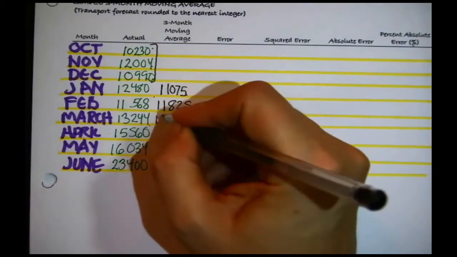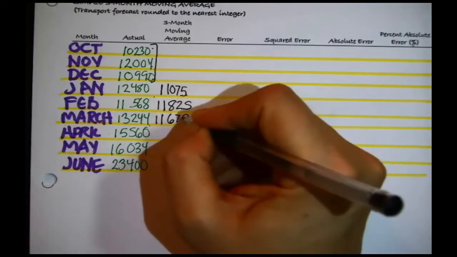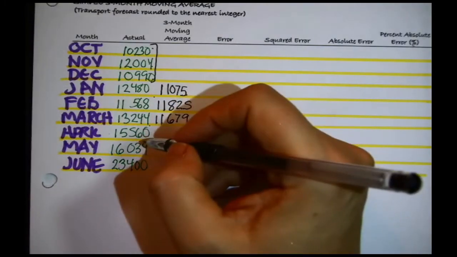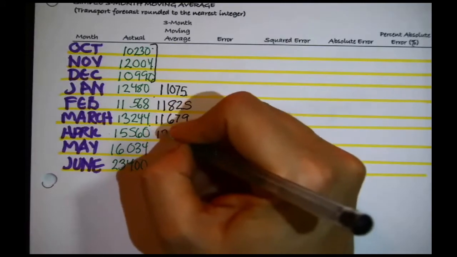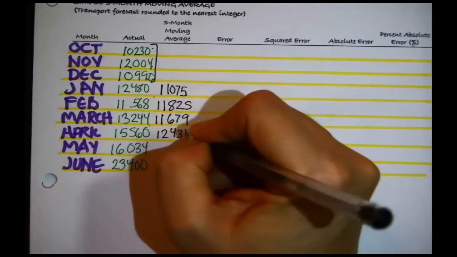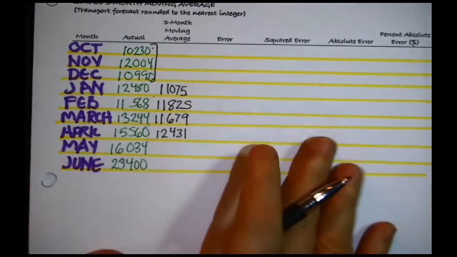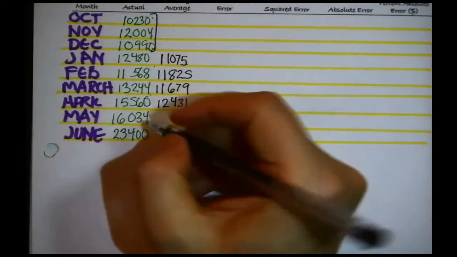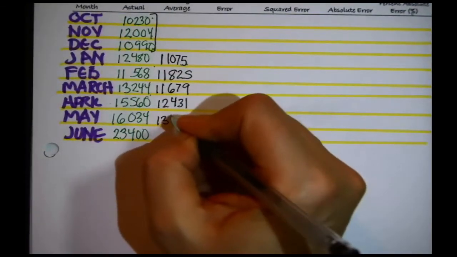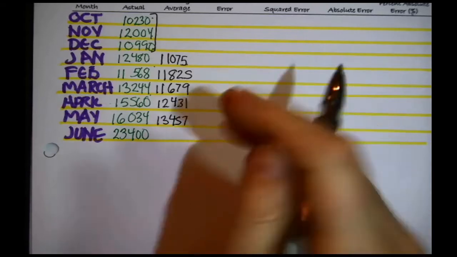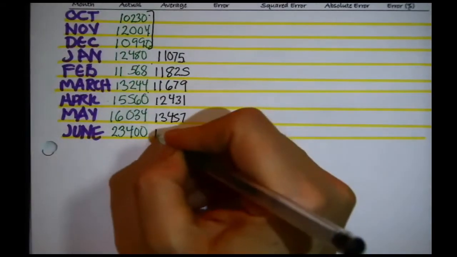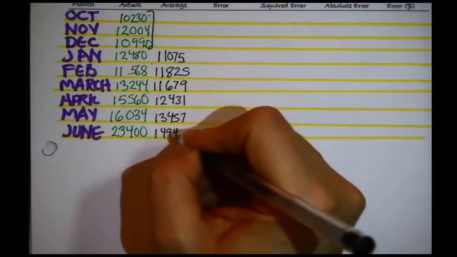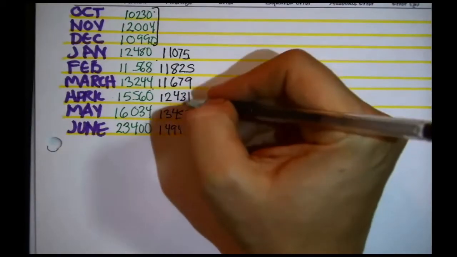I get 11,679. For April, I get an average of 12,431 when you grab the past 3 months. For May, 13,457. And for June, 14,946. These are the forecasts.